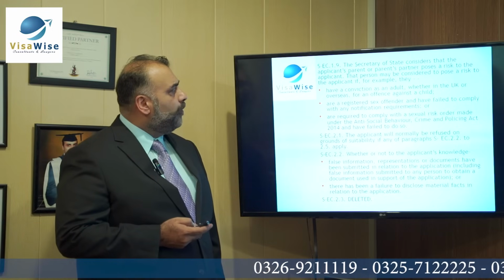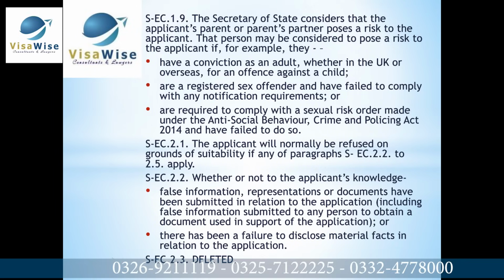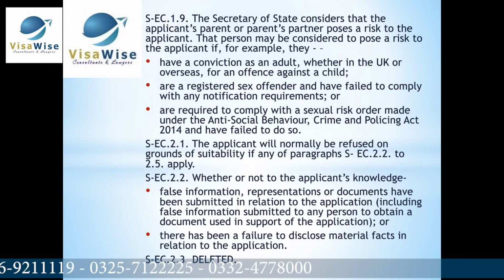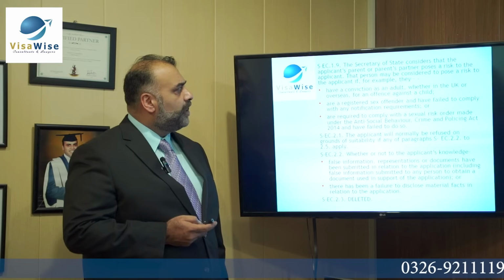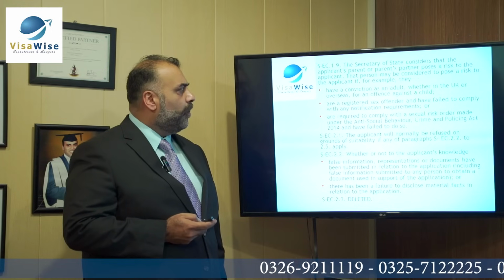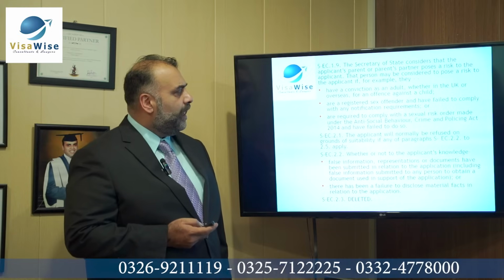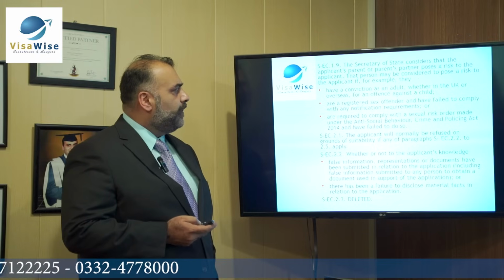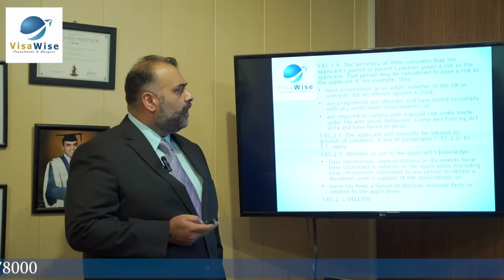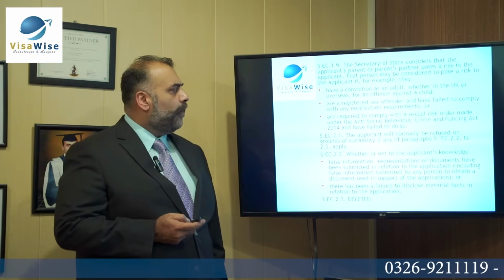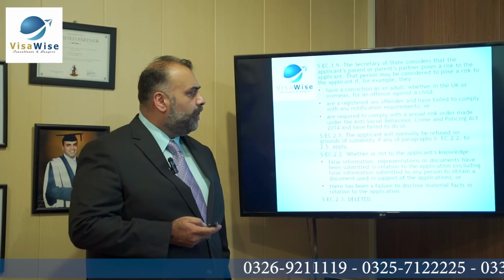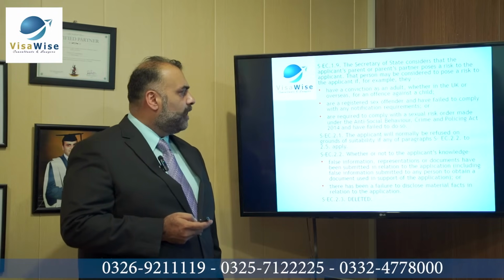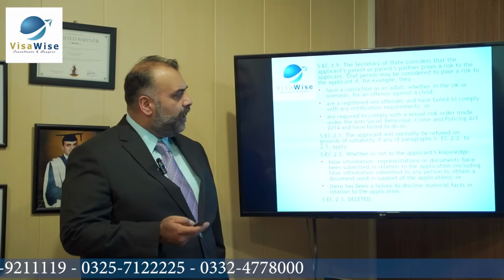It also talks about it being considered that the applicant's parent or parent's partner poses a risk to the applicant. That person may be considered to pose a risk to the applicant if, for example, they have a conviction as an adult, whether in the UK or overseas, for an offence against a child, are a registered sex offender and have failed to comply with any notification requirements, or are required to comply with a sexual risk order made under the Anti-social Behaviour, Crime and Policing Act 2014 and have failed to do so.